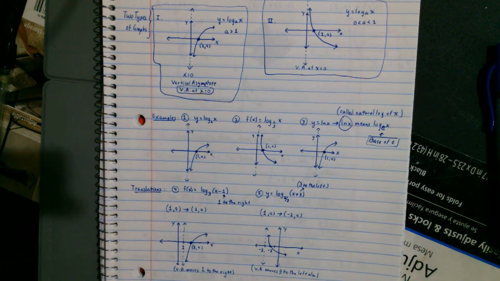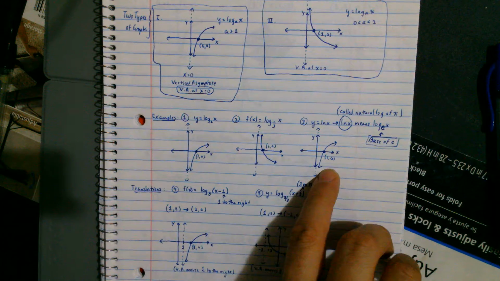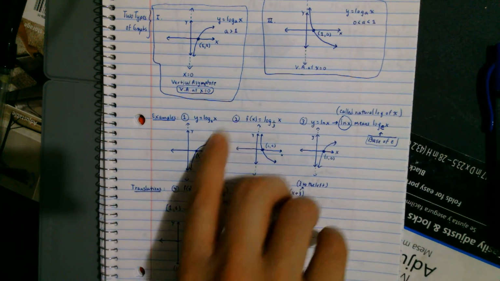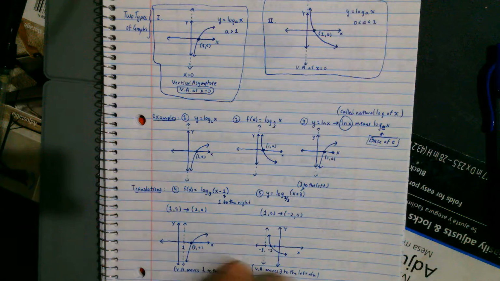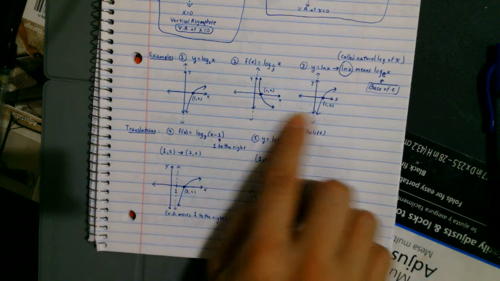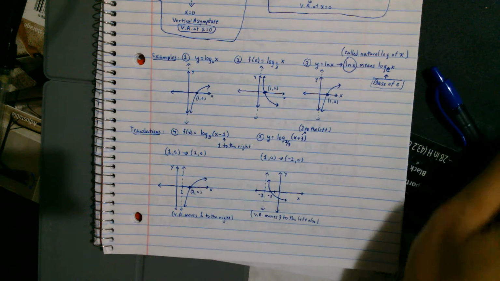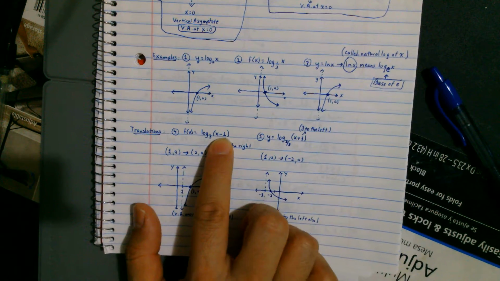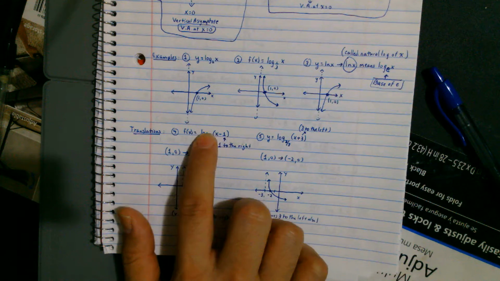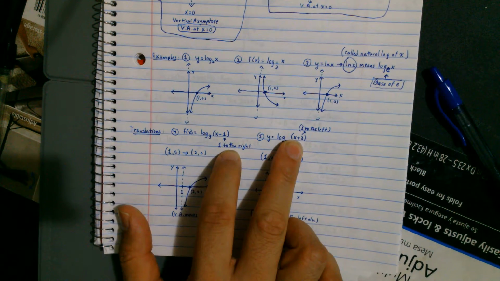Again, e is about 2.7, so if the base is bigger than 1, it goes up and to the right. If the base is less than 1, it goes downward and to the right. Just to kind of add on to that. Then we talk about the movements, the translations. Now, like in the previous, if you have a minus inside of parentheses with the logarithm, that's to the right. A plus means to the left.